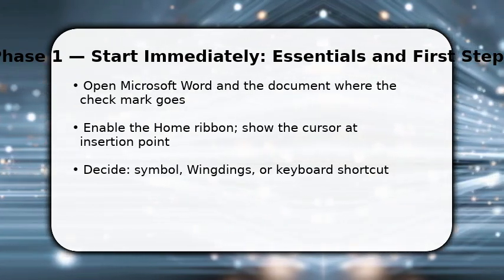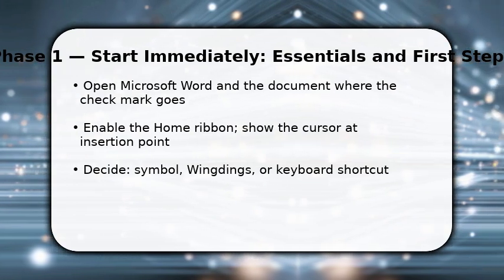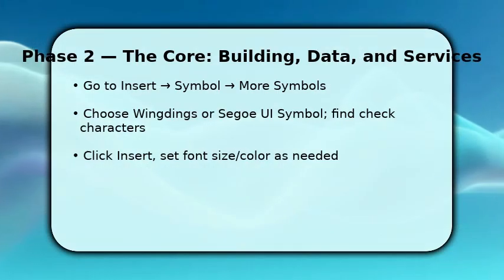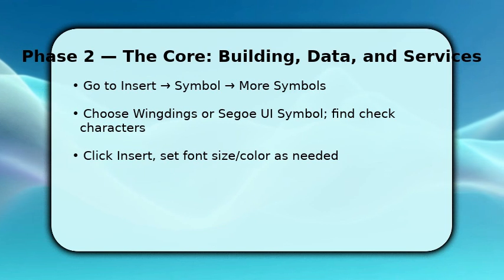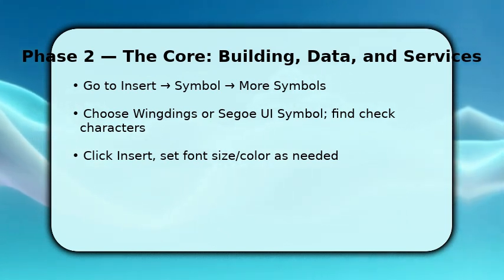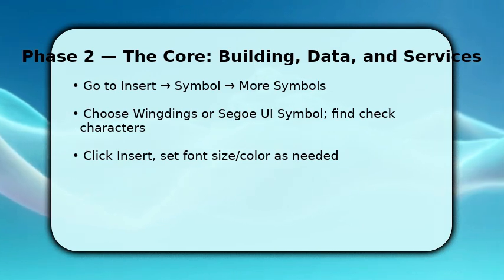Prepare by keeping the document saved, then move on to Insert and Symbols to add the first check mark without delay. You click Insert, then Symbol, then More Symbols to view the full set. Choose a font like Wingdings or Segoe UI Symbol to find several check options. This matters because fonts determine shape and scaling.